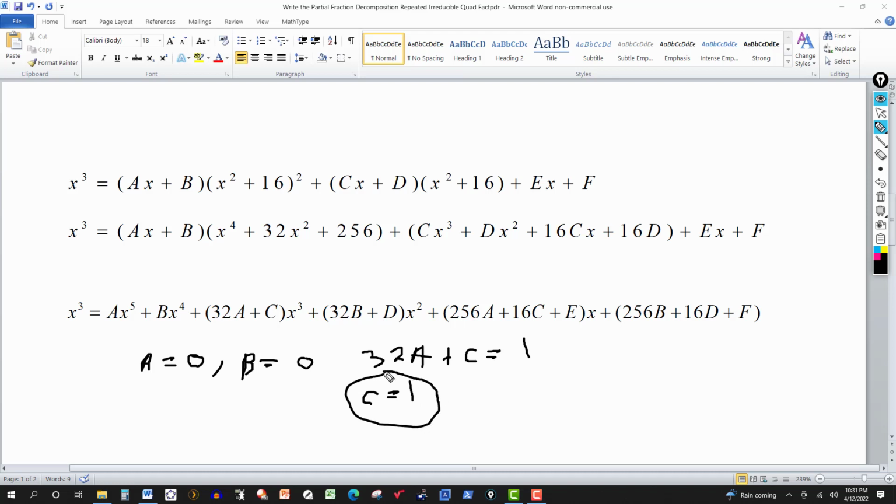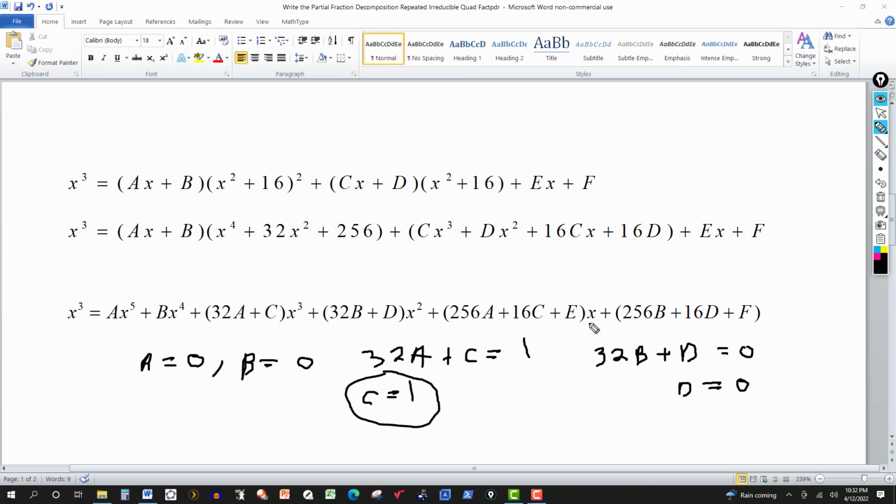And now, for the x squared, we have 32b plus d x squared. There's no x squared on the left side. That means the coefficient is 0. So that means 32b plus d has to equal 0. And we know that b is already 0 from over here. So this would tell me then that d is equal to 0.